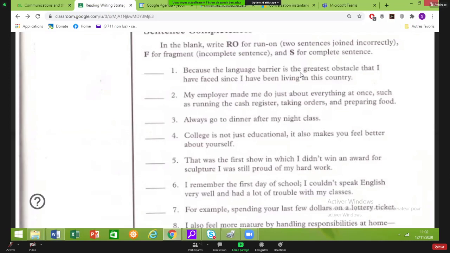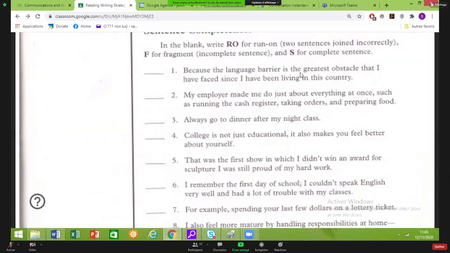That was the first show in which I didn't win an award for sculpture. I was still proud of my hard work. So what is it? It's a run-on. Very good. Why? It's missing some punctuation. It misses a punctuation, not links, because when you say links, okay, not linkers, okay? Good. So that was the first show in which I didn't win an award for sculpture. Full stop. You start a new sentence. I was still proud of my hard work.